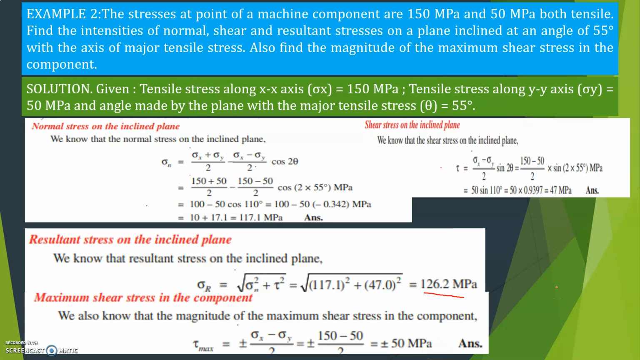Okay. Like this, you can calculate the normal stress, the shear stress, the resultant stress and the maximum shear stress in the component. Hope all of you understood. If you have any difficulties, we'll discuss in the live session. Okay, thank you.